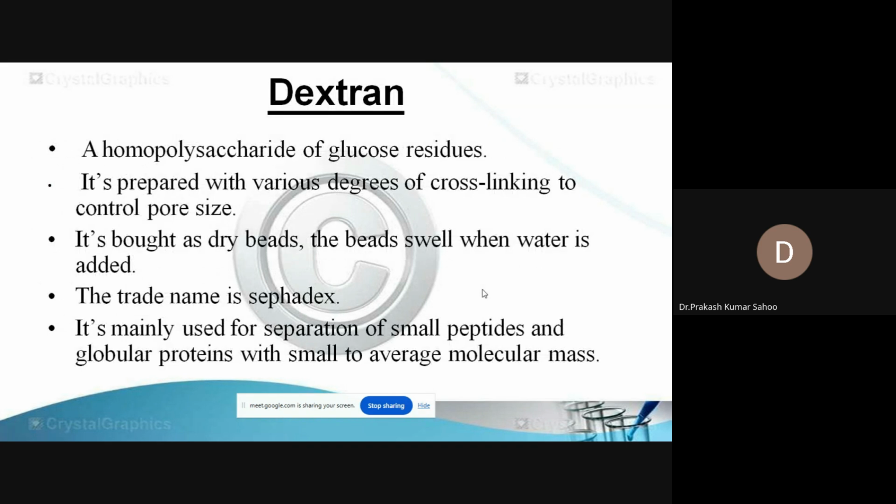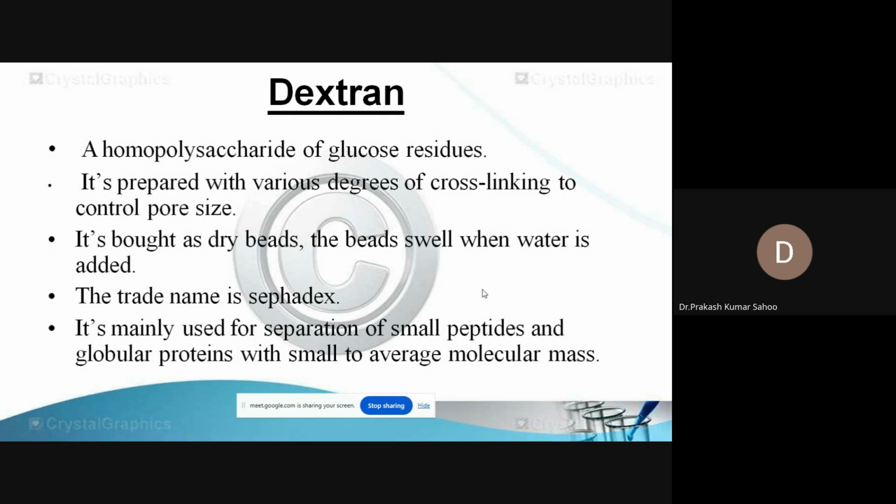So dextran is one of the very commonly used stationary phases in gel filtration chromatography, that is, size exclusion chromatography. It is a homopolysaccharide of glucose residues. It is prepared with various degrees of cross-linking to control pore size. It is bought as dry beads. The beads swell when water is added. The trade name or commercial name is Sephadex.